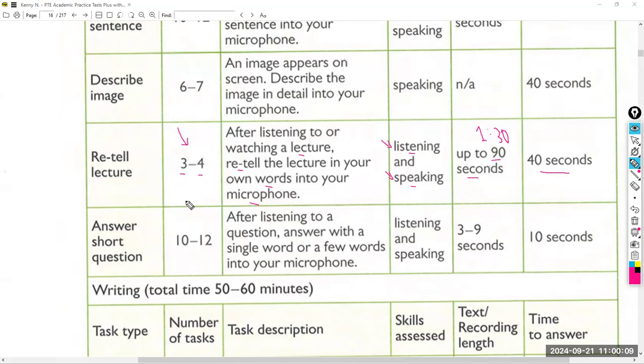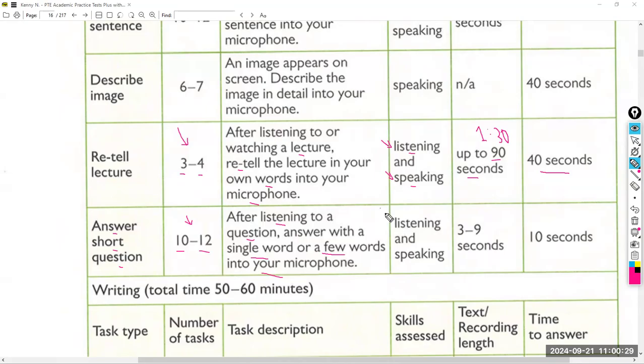Now, the final task in speaking in part 1 is answering short questions. The number of times is about 10 to 12 times. The description is: after listening to a question, I have to answer this question with a single word or maybe a few words only into my microphone.